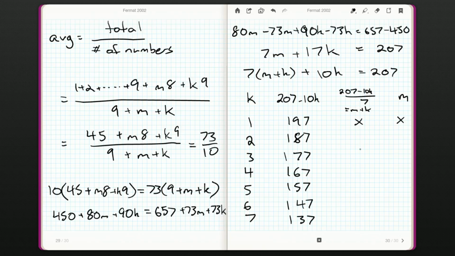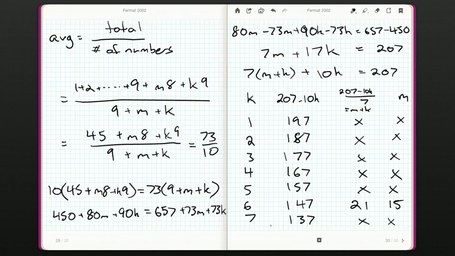So 187 divided by 7, that's not a whole number, and so we're not going to get m as a number. 177 divided by 7, no dice. 167 divided by 7, still nothing to write home about. 157 divided by 7, come on, it's got to work sometime. Are we really going all the way down to 6? 147 divided by 7, there we go. 21. And if 6 plus m is 21, then m must be 15. Let's just double check. 137, is that going to work? It shouldn't, and it doesn't. So it looks like k being 6 worked out just fine.